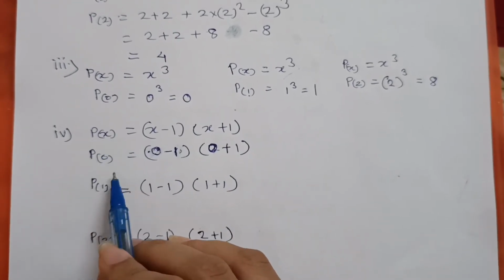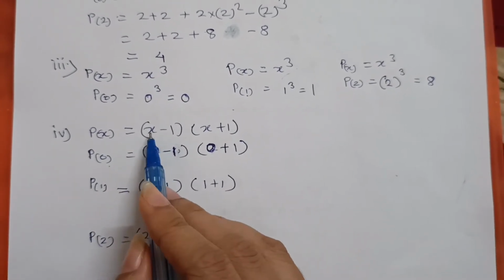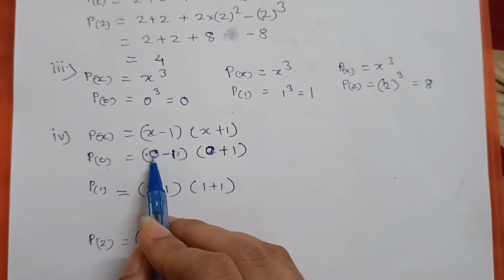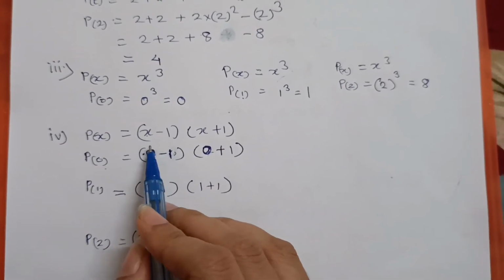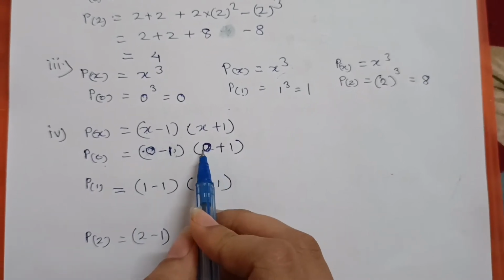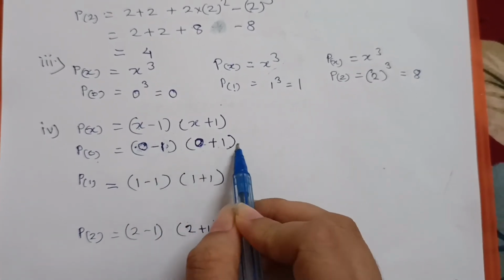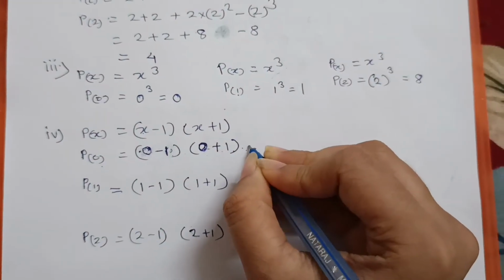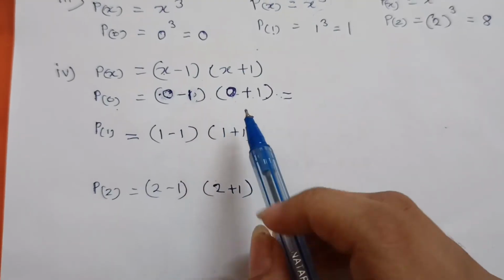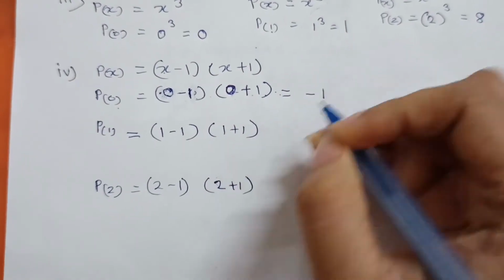Here x is taken as 0. So substitute 0 in x. So (0 minus 1) and (0 plus 1), that is (0 minus 1) multiplied by (0 plus 1). After solving we will get minus 1 into plus 1, which is minus 1.